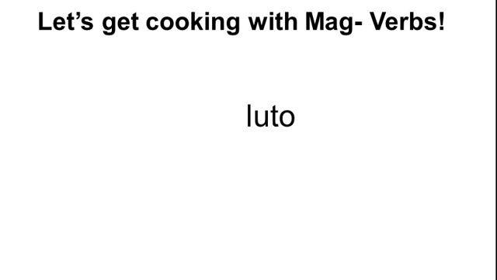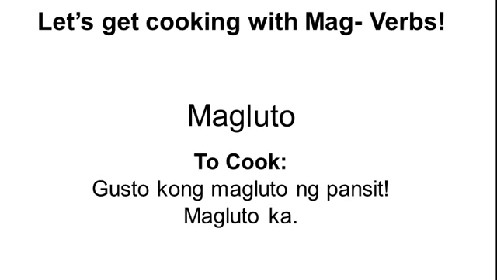So to go on to the next one, let's make this a mug verb. By doing that, I want to just throw in the mug word. There it comes. Magluto. Magluto. What's that mean? That means to cook. Luto means cook. Magluto means to cook.